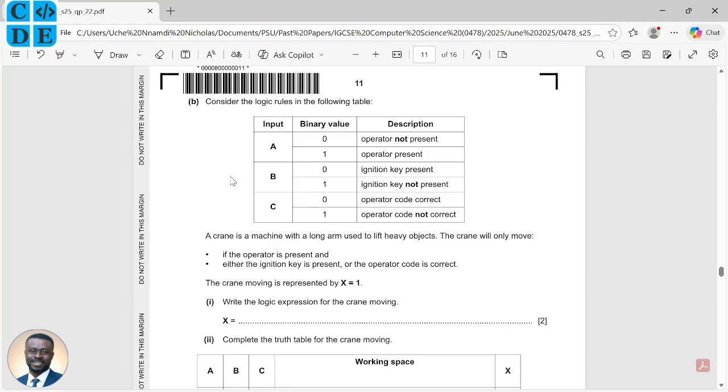Most students lose marks on this kind of question not because they don't understand logic, but because they misunderstand what 0 and 1 truly mean. Now, in this video, I'll show you exactly the trap that Cambridge set for students in this computer science paper 2 of the May-June 2025.